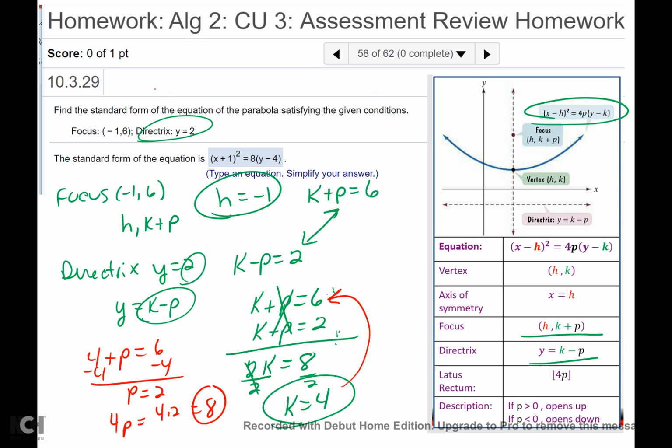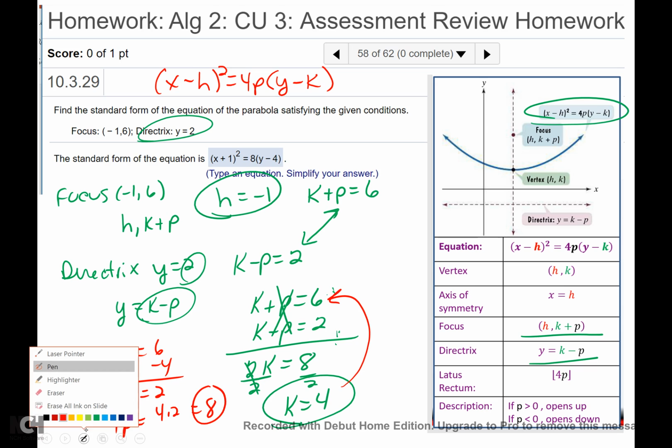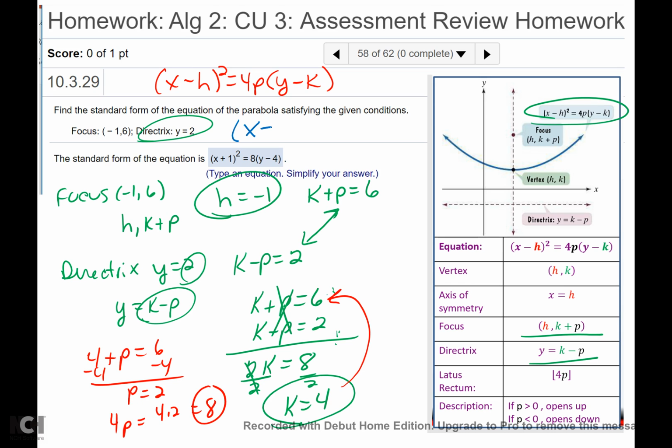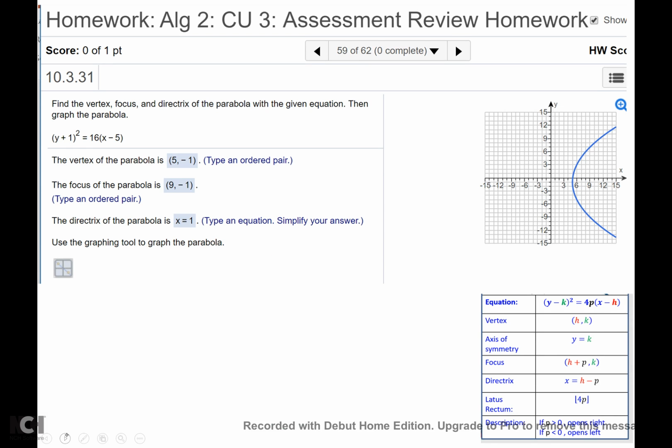So now in my equation, x minus h squared equals 4p times y minus k. I plug in my x, my h, and my p, and I get x minus a negative 1 squared equals 4p, which was 8, times y minus 4. This double negative turns positive, which is where they got the plus instead of the minus. Okay? Find the vertex, focus, and directrix, and I'm going to pause for just a second.